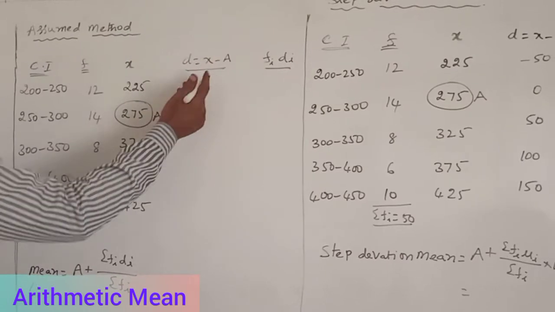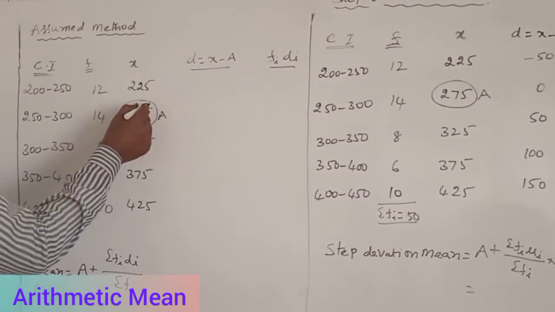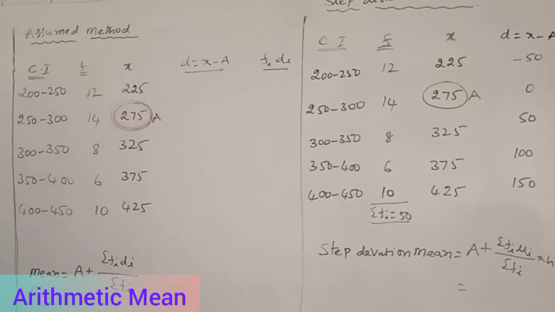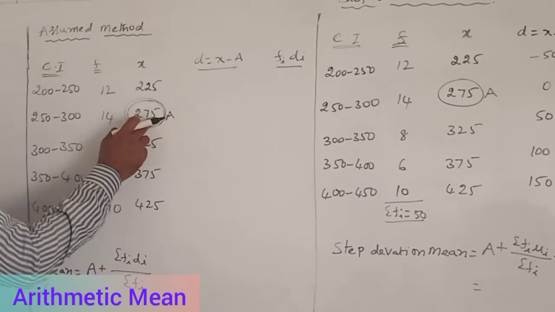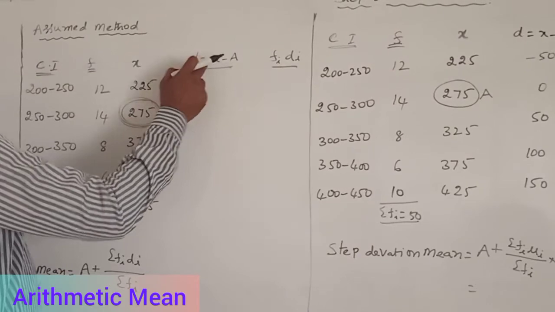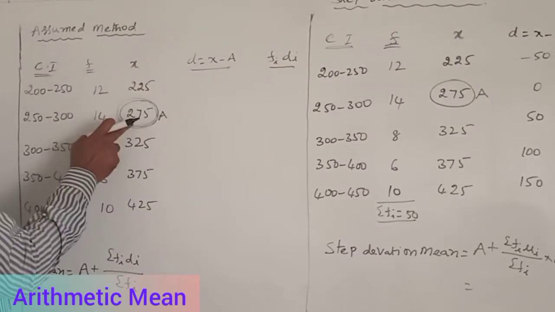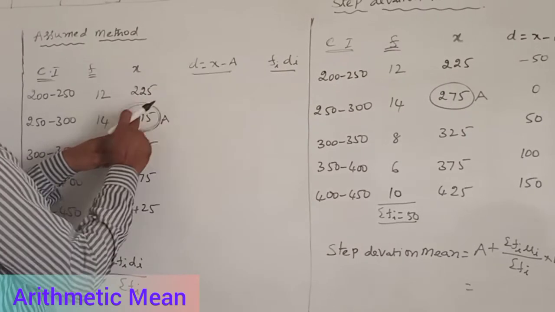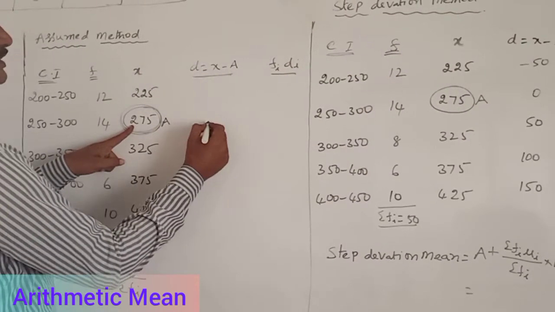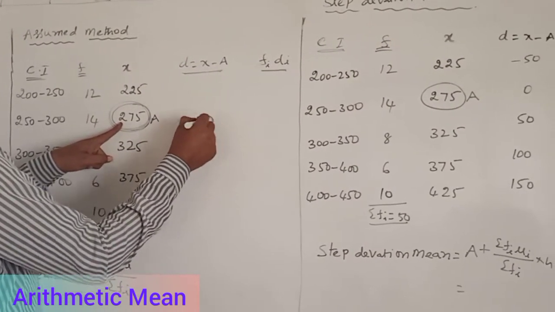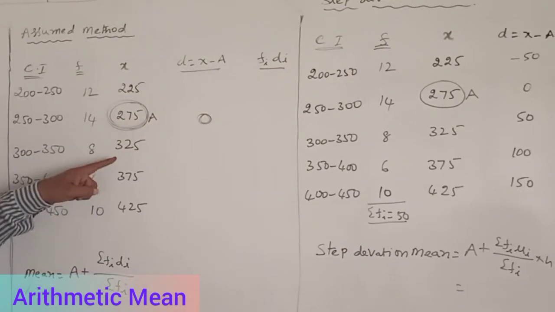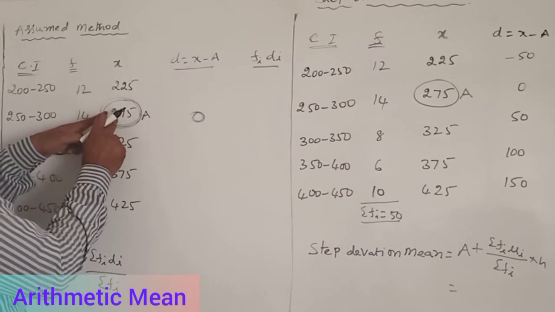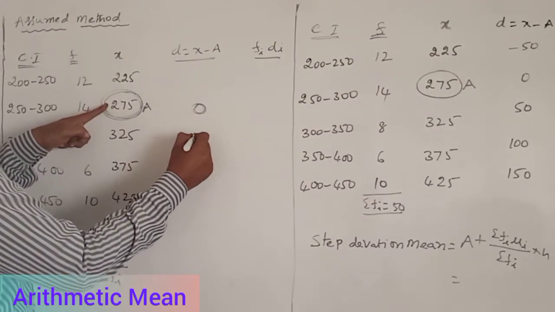And d is equal to x minus A. So we take any one of the values as the assumed value. Here, 275 is the assumed value. X changes, x takes all values. A is a constant value. A is 275, and the x value is also 275. 275 minus 275 is 0. And 325 minus 275 is equal to 50.